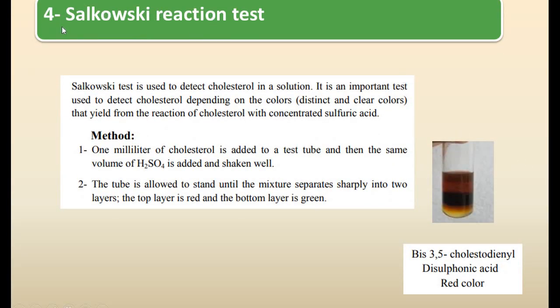Now the next test is Salkowski reaction. The Salkowski test is used to detect cholesterol in the solution. This test is also for cholesterol, and it is an important test to detect cholesterol depending on the colors. And this yields from the reaction of cholesterol with concentrated sulfuric acid. The reaction is same as that in the Lieberman-Burchard test, but the formation of the resultant product is different.